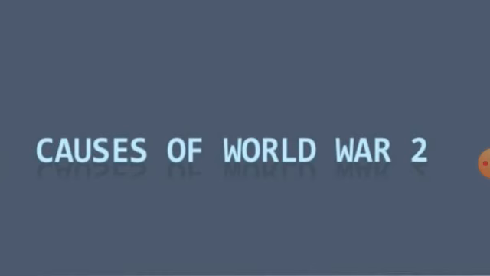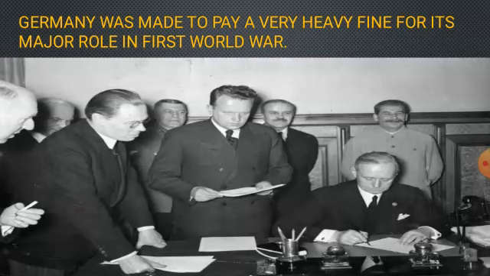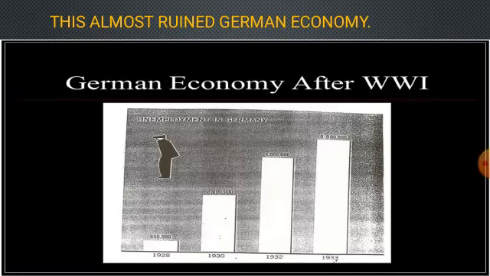My dear students, now let us discuss the causes of the Second World War. Yes, as you already know, Germany was made to pay a very heavy fine for its major role in the First World War as per the Treaty of Versailles. This almost ruined the German economy, as you can see in this graph of unemployment in Germany, increasing from 1928 to 1933.